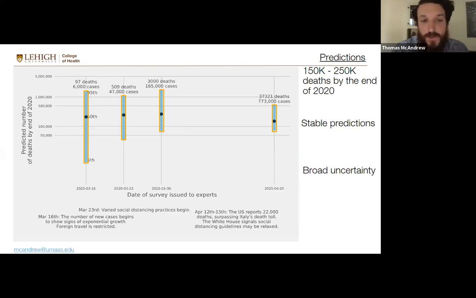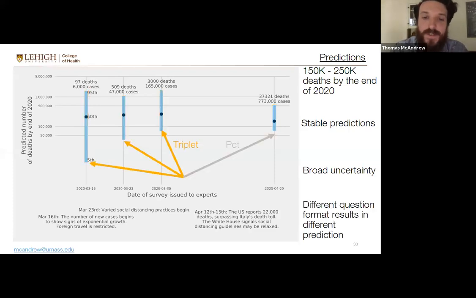Now, if you notice, the first 3 surveys look a little bit different from this last survey's prediction. That's because the first 3 questions we asked were triplets: the smallest, most likely, and largest number of deaths they expect. This most recent survey asked specifically for the 5th, 50th, and 95th percentile. So the way you ask the question depends on the results you're going to get. That's something important to earmark about experts.